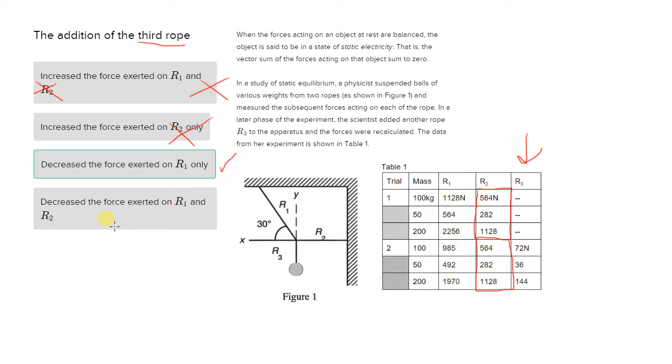And the last one, decrease the force exerted on R1 and R2. And we see once again R2 has stayed the same, so that's not right, and our answer choice is going to be C, decrease the force exerted on R1 only.